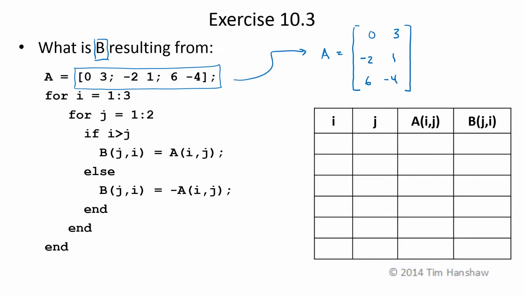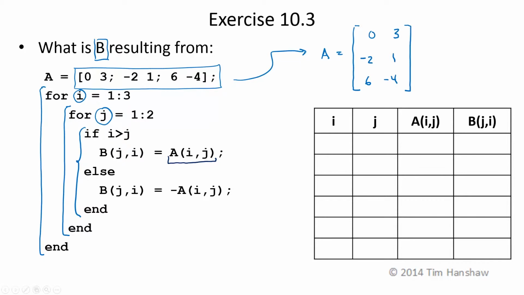Now we have a set of nested for loops. The inner for loop goes from here to here. The outer for loop goes from here to here. And inside the inner for loop, there's a decision being made. So we're going to have to keep track of what i is and what j is. We'll also have to keep track of A of i comma j, and we'll set that as B of j comma i. Now between A of i comma j and B of j comma i, the only thing that will change based on this decision here is the sign on what goes into B of j comma i. So these are the four things that we've decided we need to keep track of.